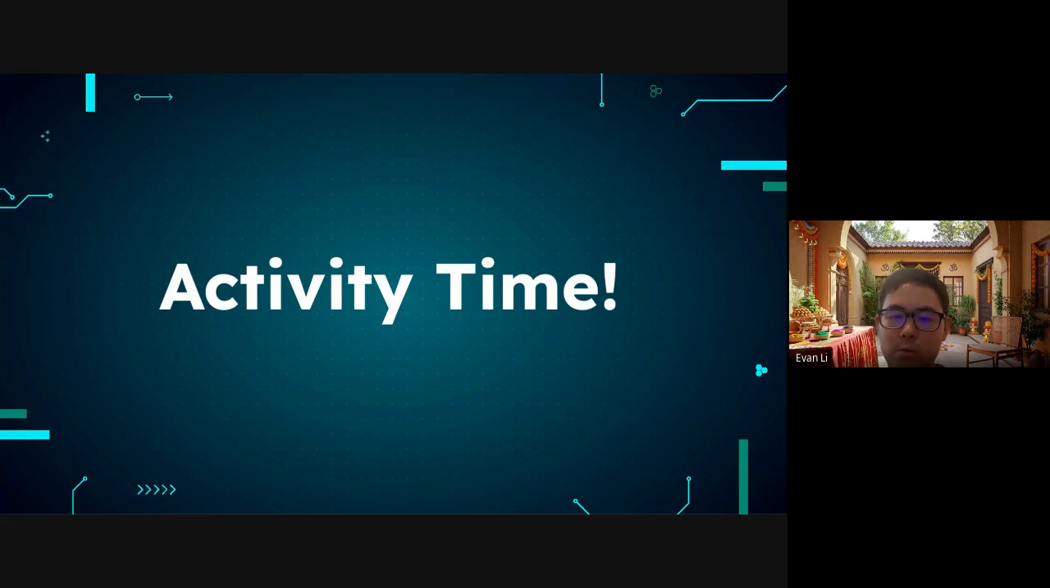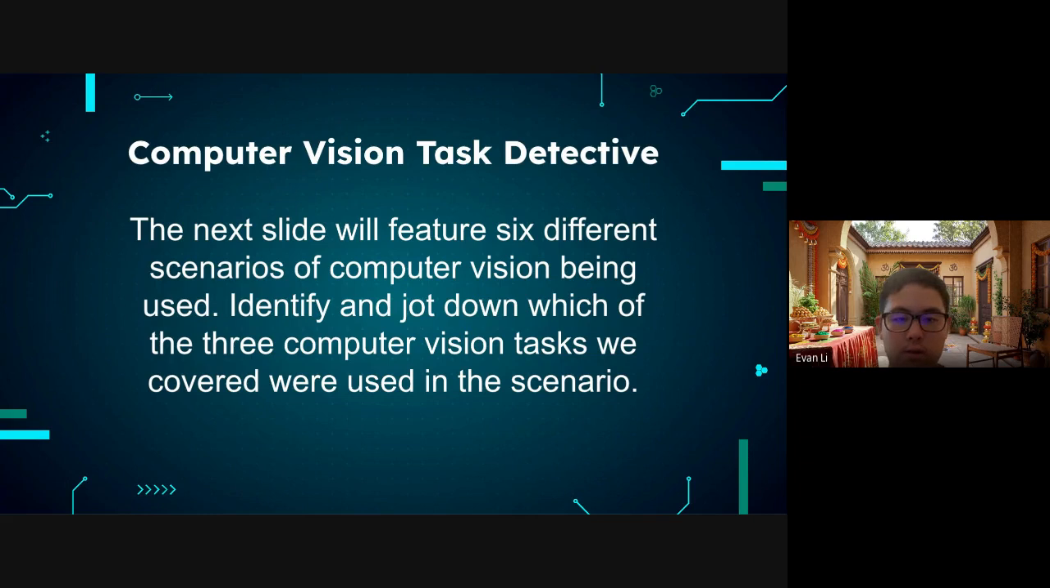Now that we've gone through this information, let's do a quick activity on computer vision. For this activity, you'll read 6 different scenarios describing how computer vision might be used. Your task is to identify which of the 3 core computer vision tasks we discussed: image classification, object detection, or image segmentation is most likely being employed in each scenario.